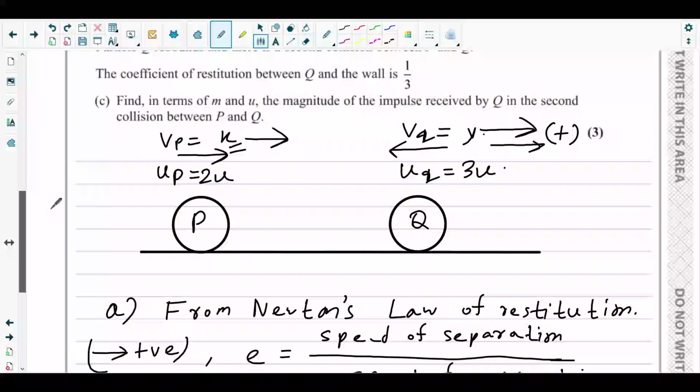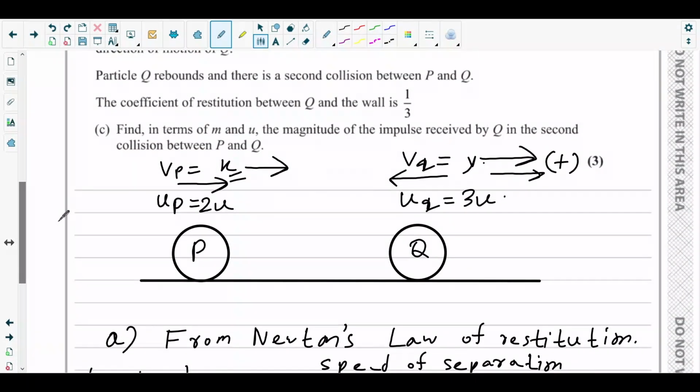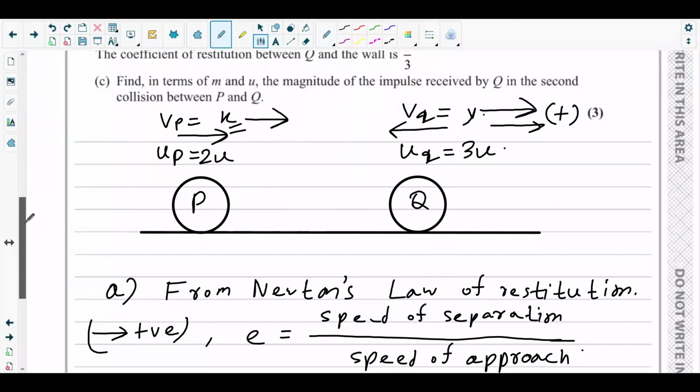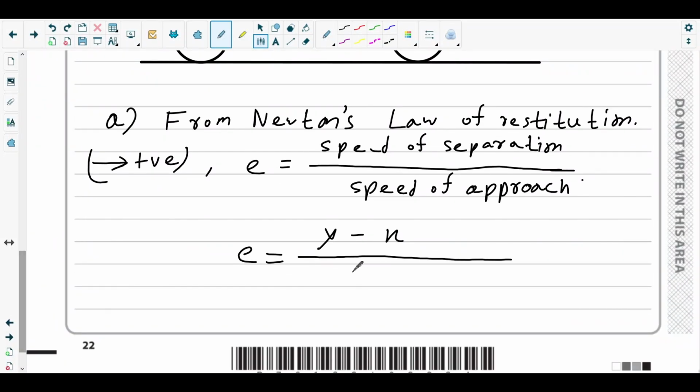And for the speed of approach, we can see that particles P and Q were having a head-to-head collision. Since they are moving opposite to each other, their speeds get added. So 3u plus 2u is 5u. So this is the coefficient of restitution, E. Now we can cross multiply, so we will get y minus x equals 5Eu.